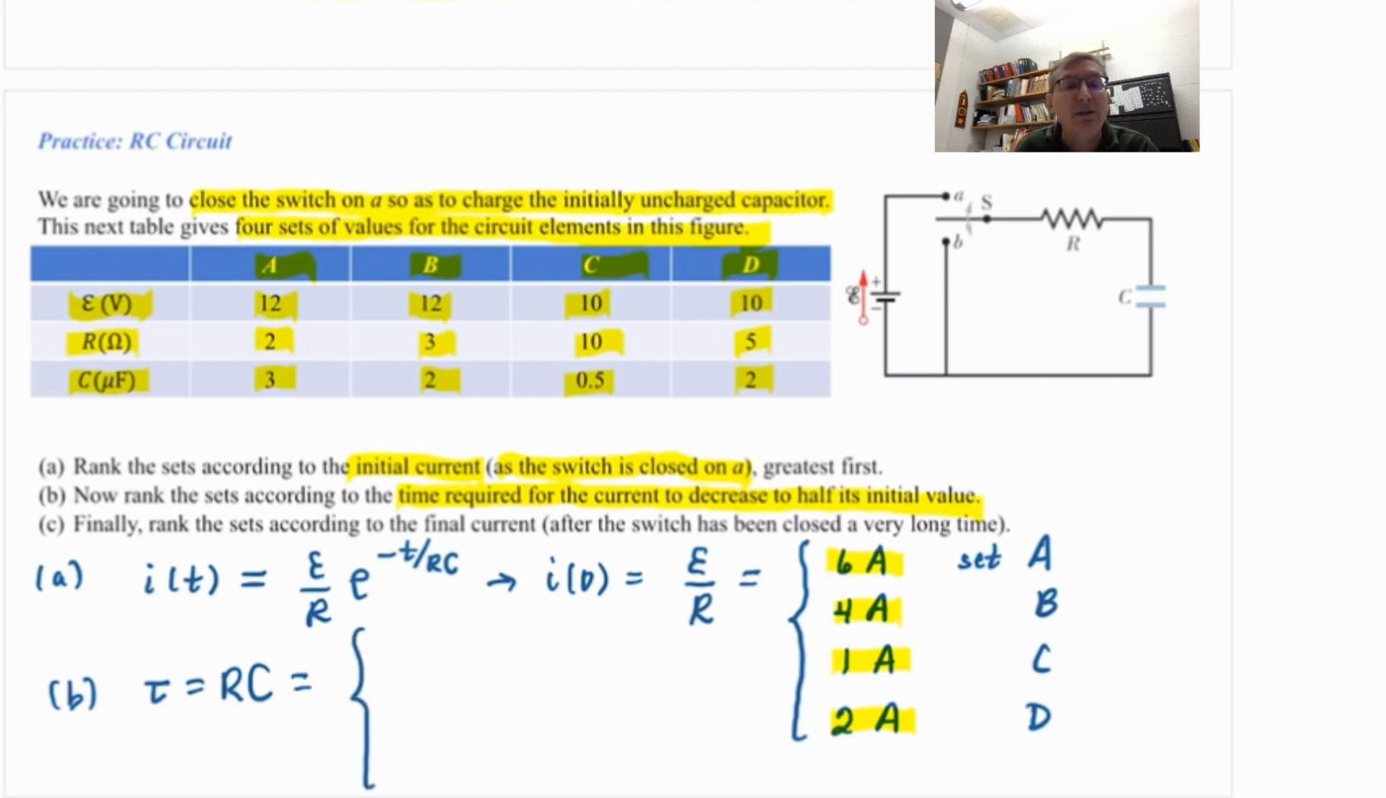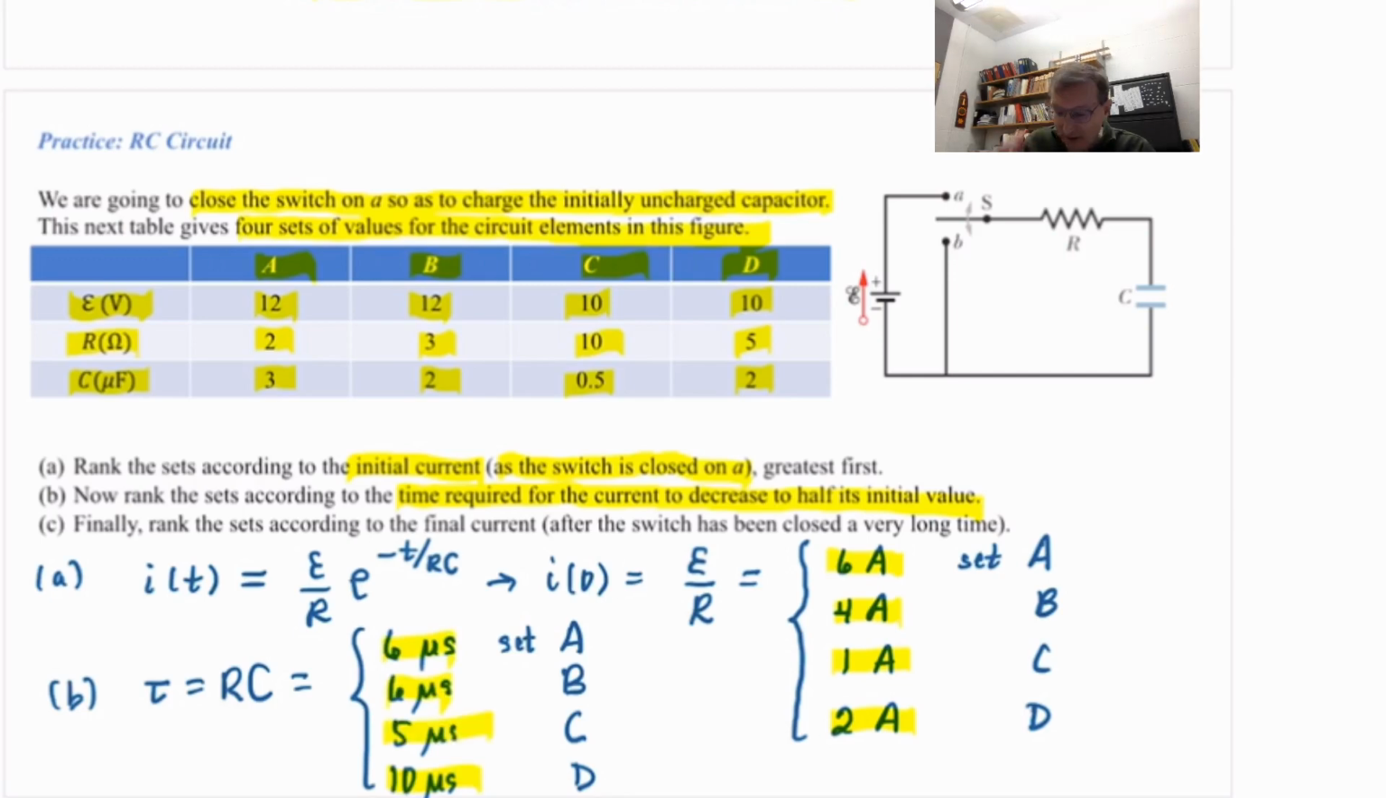All right, set A, what's R times C? 3 microfarads times 2 ohms is 6 microseconds. That's for set A. What's R times C for set B? 6 microseconds again. Set C, 5 microseconds. And set D, 10 microseconds. So what's the largest time constant? Set D, then A and B tie, then C.